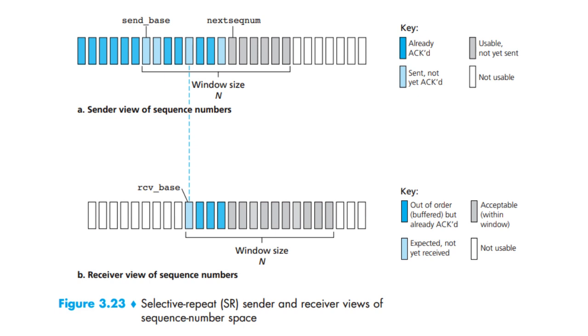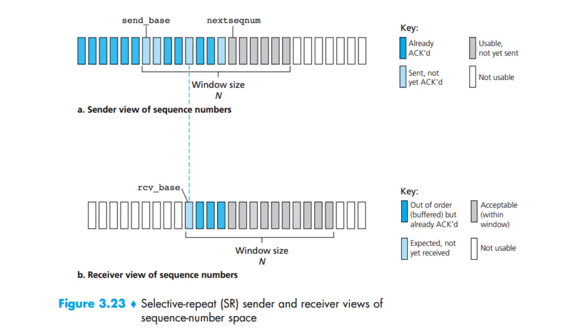For example, if there is no ACK for packet send base propagating from the receiver to the sender, the sender will eventually retransmit packet send base even though it is clear that the receiver has already received the packet. Now let us see what are the events and actions that are taking place at the SR sender side.